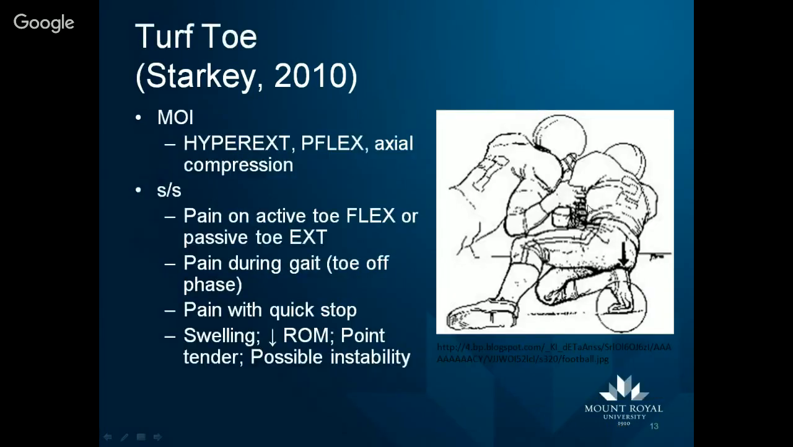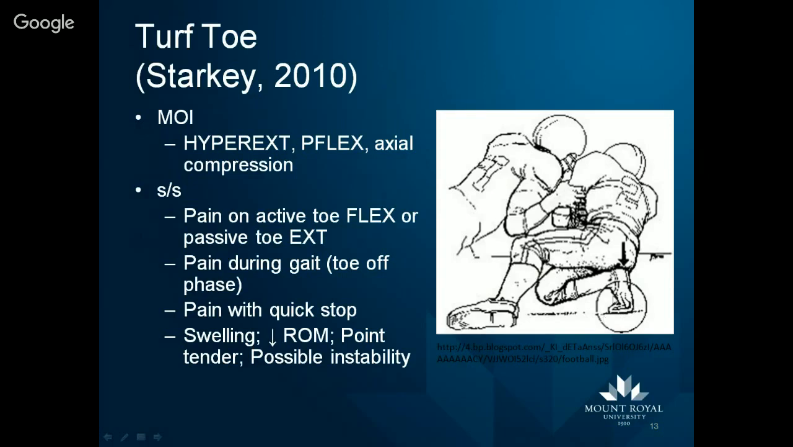Another condition or clinical presentation that affects the great toe is called turf toe. This is typically an acute injury caused by a hyperextension, plantar flexion, or axial compression of the big toe. Signs and symptoms include, again, depending if it's a flexion or an extension mechanism of the injury, pain could be brought on by excessive toe flexion or excessive toe extension. The patient could complain of pain during gait, especially during toe off, and also more specifically if it's a hyperextension injury.